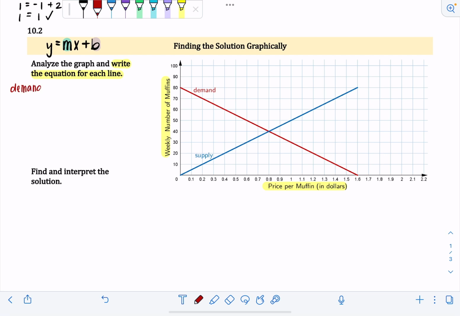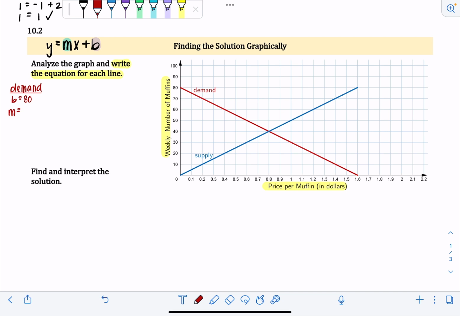It's just looking at what number our graph is crossing the y-axis at. So if we look at our graph for demand, it's starting right there on the y-axis at 80. So that means our y-intercept is 80 and b is 80. And then to find the slope, I need to figure out rise over run.